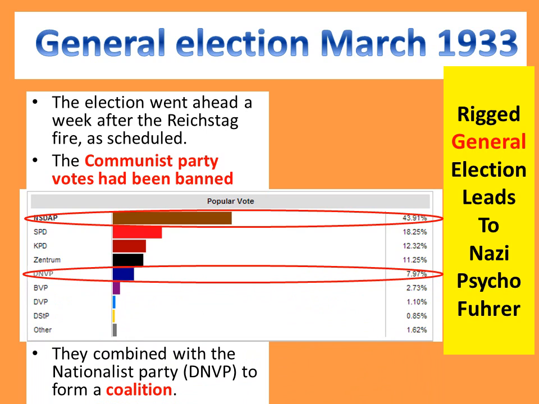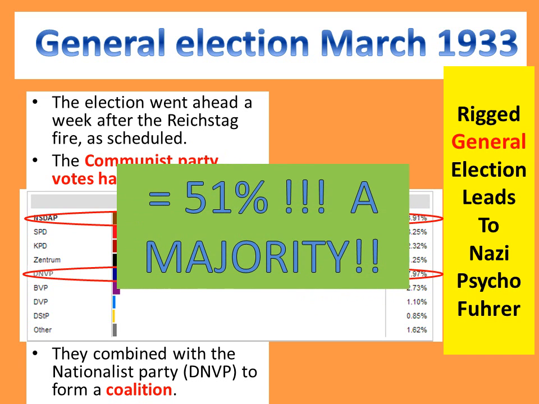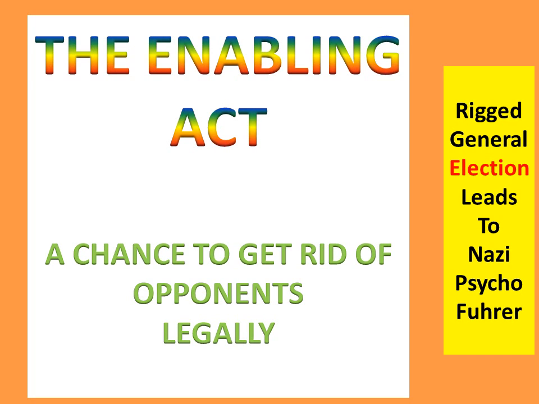So you can see why they went with the DNVP, because the DNVP had 7.97% of the votes. The DNVP had a lot of similarities with their beliefs with the Nazi Party. So the two joined together, and if you add up 43.91 and 7.97, it actually almost goes above the crucial 51%. So Hitler's really happy. He's got a majority. Awesome. So the Reichstag fire eliminates the opposition of the Communist Party and leads to a majority in the general election, which leads on to the next event.